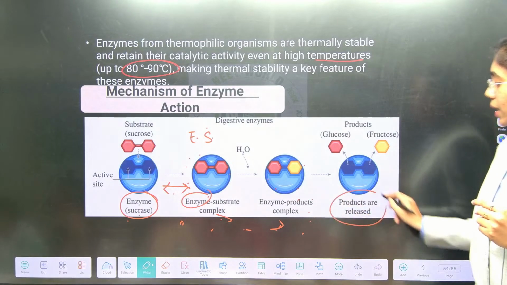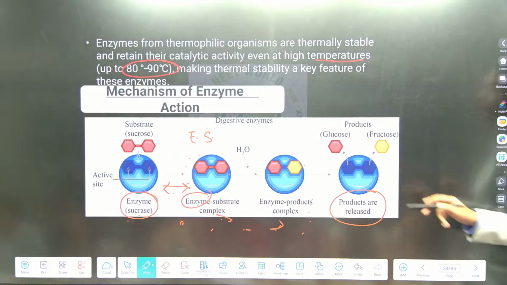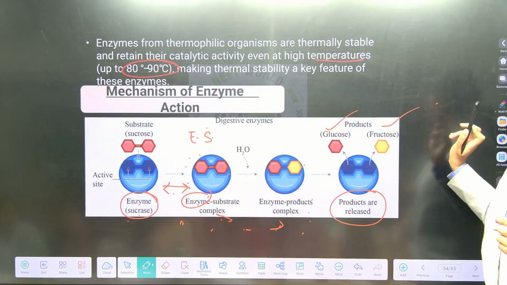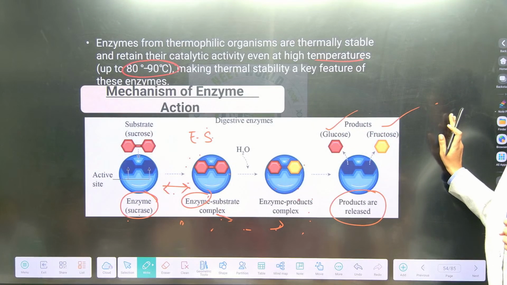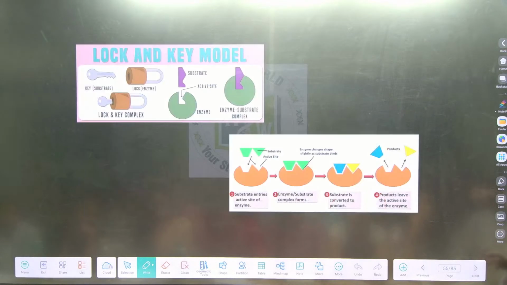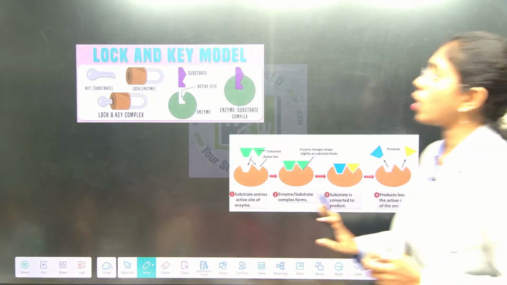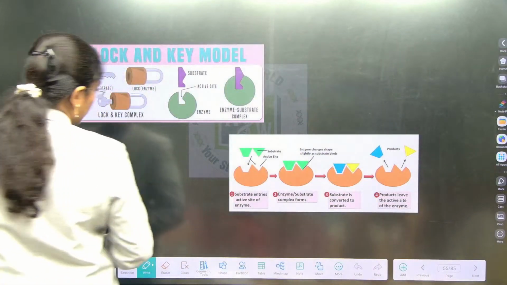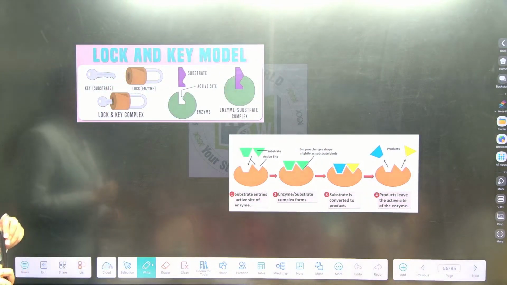And then products are being released. Products include glucose and fructose. What are the products? Glucose and fructose. Done, right? Now, two hypotheses. One is the lock and key hypothesis. Second is the induced fit model.